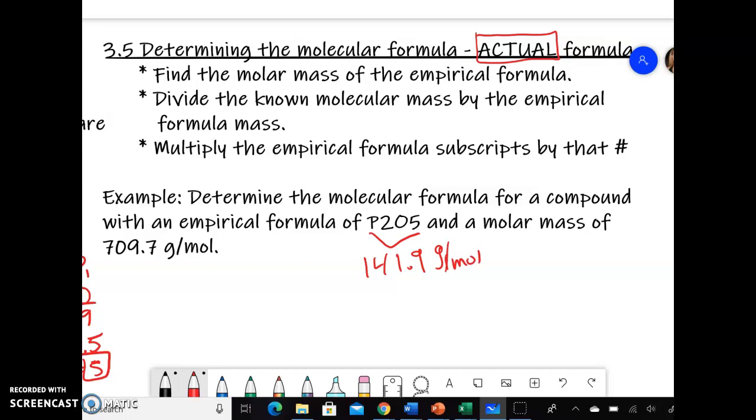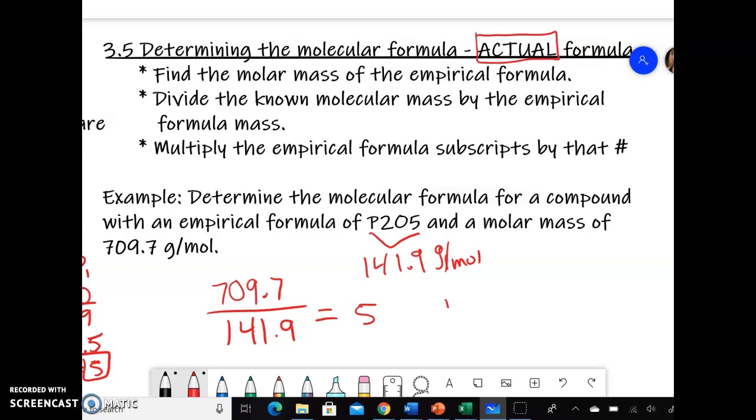Then what you're going to do is take the real mass. What you're trying to do is see how many times bigger the real one is compared to the smaller one. So we're going to take the bigger number and put it over the smaller number to see how many times bigger it is. And this gives us 5. And at this point, you should get a number really close to a whole number. If you don't, you probably did something wrong. So it might be like 4.999 or something, but it should be really close to a whole number. That tells you how many times bigger the real formula is.